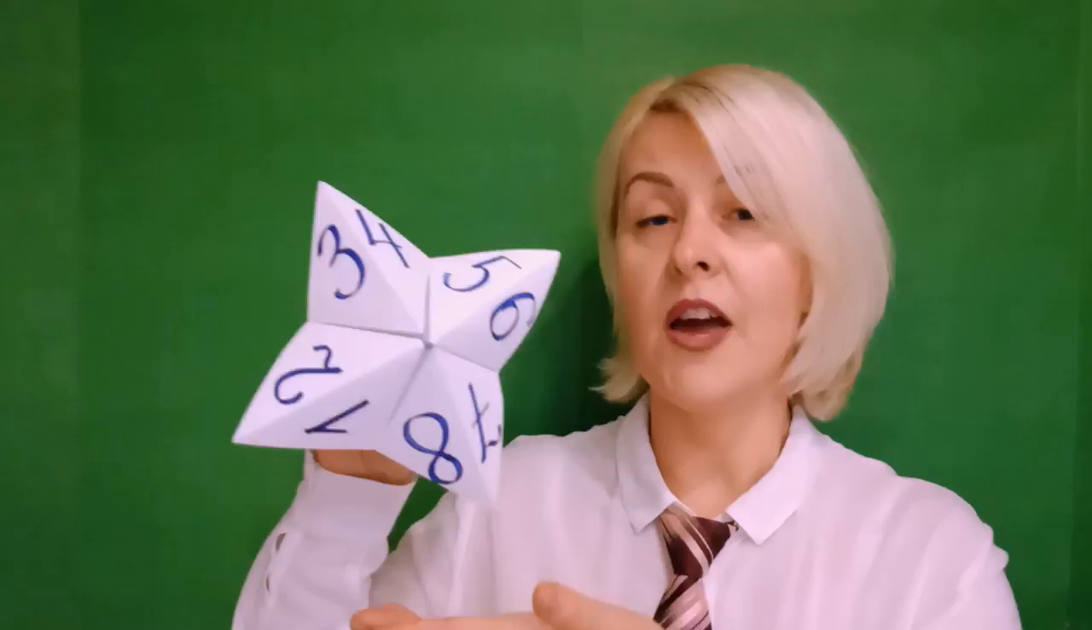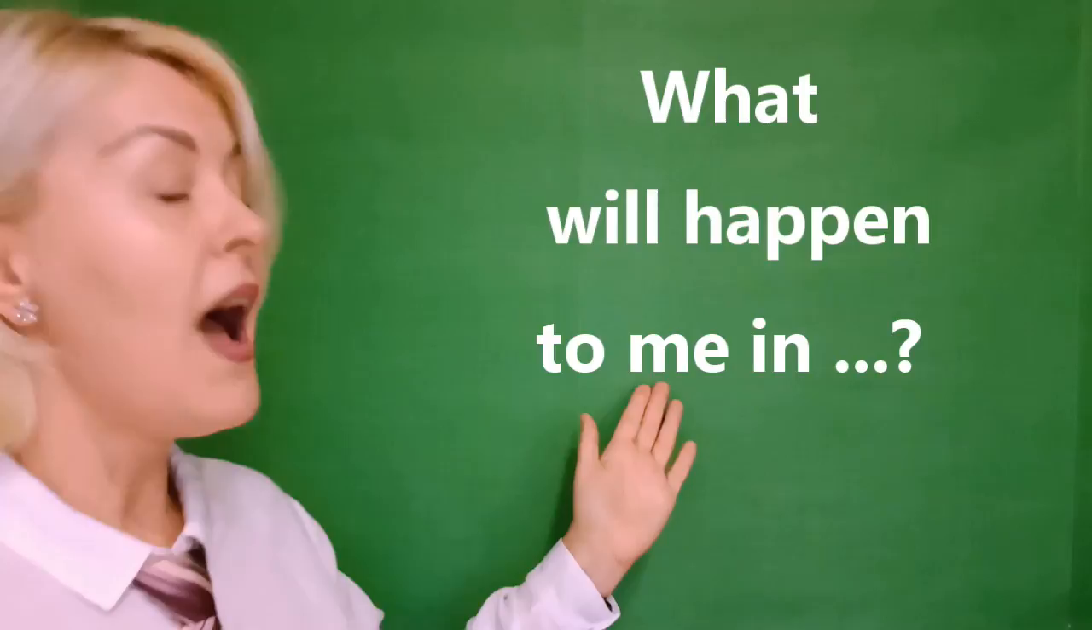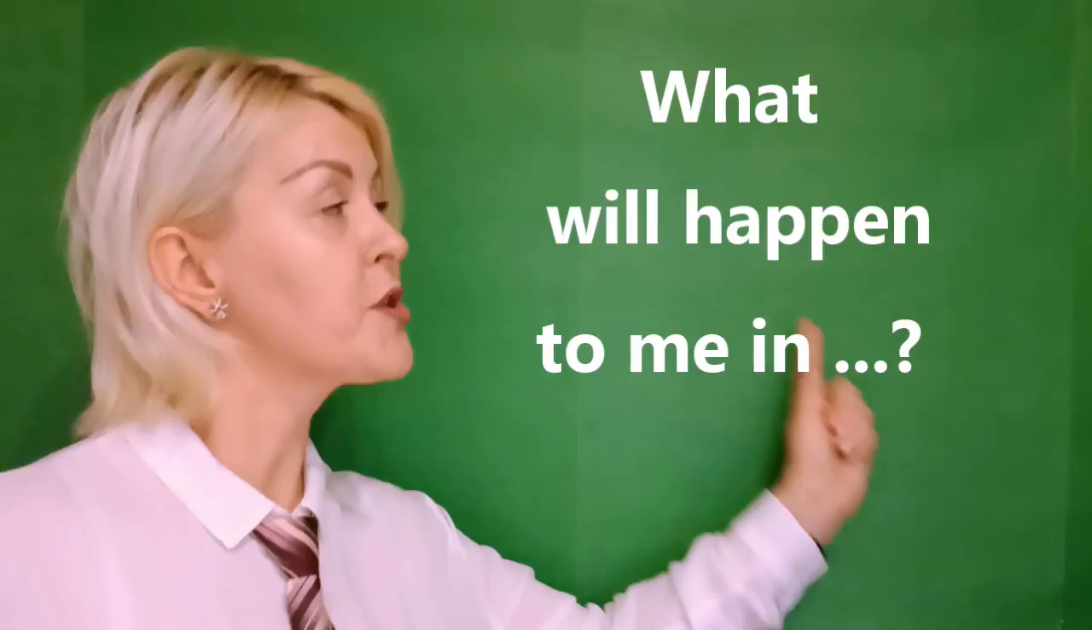Look, I have got a fortune teller. This is a device, a tool that can see your future and answer any question about any month of the year. What months do you remember? How many months are there? Right, 12. Let's revise them all together. January, February, March, April, May, June, July, August, September, October, November, December. Okay, what about you, Peter? What month would you like to ask about? January? Okay. Look and ask. What will happen to me in January?